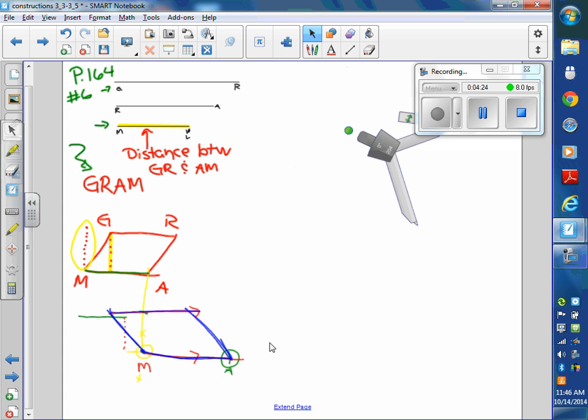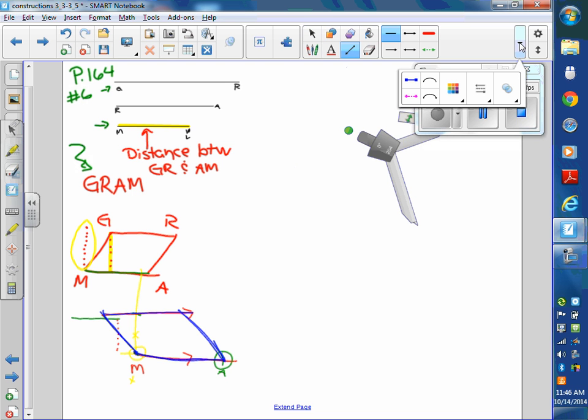Okay, we're doing problem 6 on page 164. When you do that by yourself, when you sketch it out first, your brain has already decided on a plan, and then you're not just trying to do it cold. So I'm going to start with a straight line.